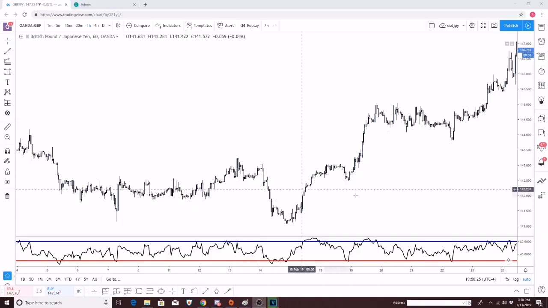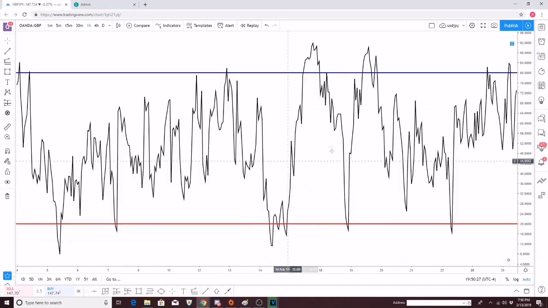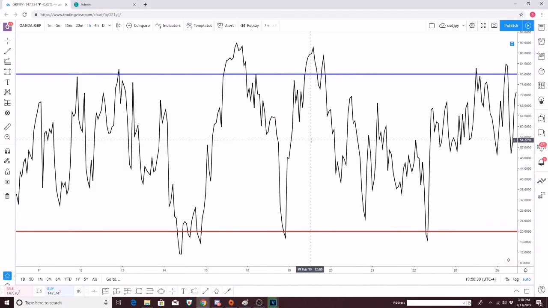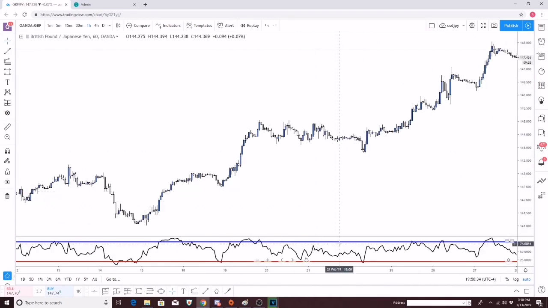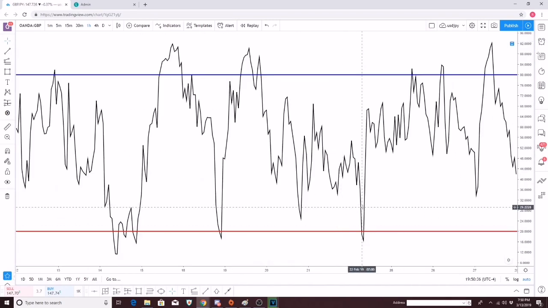So in this video, we're going to be going over RSI and this indicator here. I only use RSI in certain cases, mainly when looking for overbought and oversold conditions and for divergence.